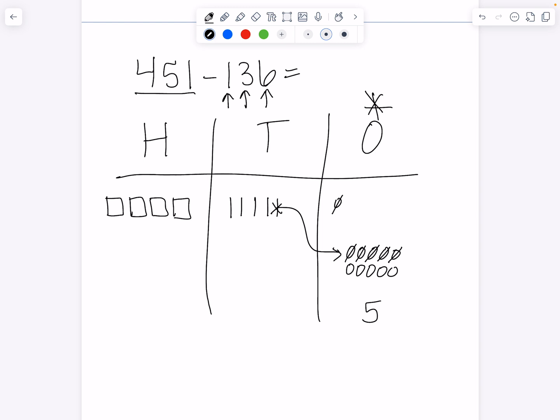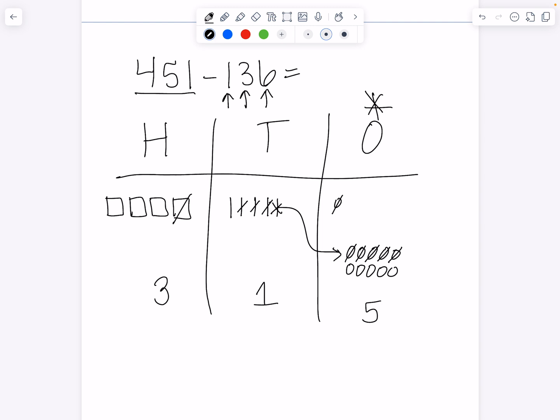And this one that I decomposed does not count as one that I've taken away. Okay, so I have to take 3 more. So 1, 2, 3. How many were left after that? I've got 1. All right, and then taking away 1 of my hundreds. All right, and that leaves me with 3. So my number is 315.